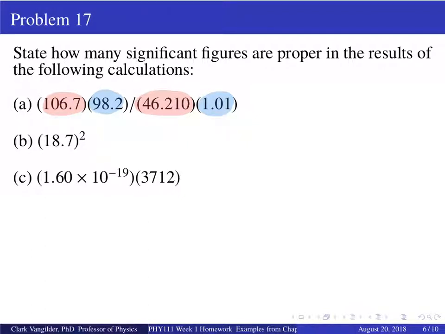But most of the time, non-zeros are significant, zeros between non-zeros, zeros at the end. And when you do a computation, whatever the least number of significant digits is, that's what you report your answer to. So when you take a quiz, there'll be one answer in the computation, and you'd better round it to that number of digits, which is not the same as the number of decimal places necessarily.